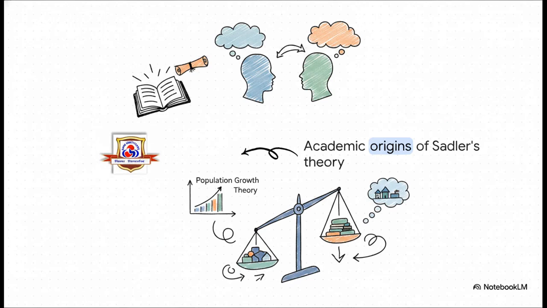Now, since Sadler was a contemporary of Malthus, he intimately understood every single nuance of Malthusian theory. He didn't just casually disagree with the guy. He systematically studied Malthus's points so he could formulate a highly precise, alternative demographic model of his very own.